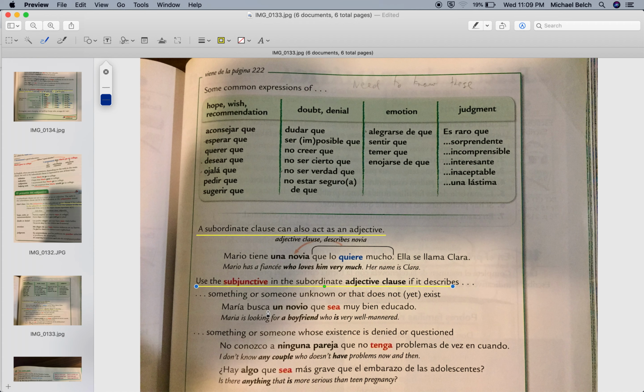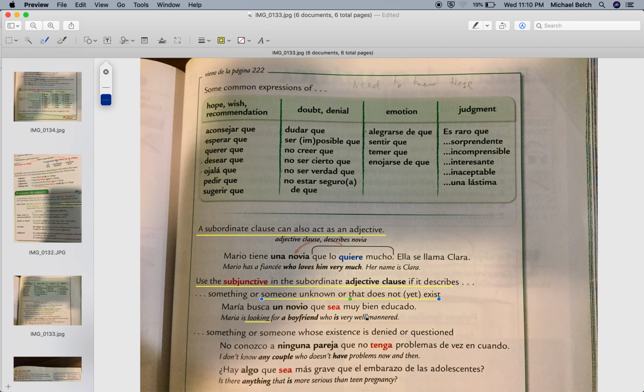María busca. So what's the difference here? Here Mario tiene. Here María busca. She's looking for a boyfriend. We're not sure if this boyfriend exists. She's not sure, rather, if this boyfriend exists or if he's out there. She's looking for him. So this has the idea of something that is unknown or does not yet exist.